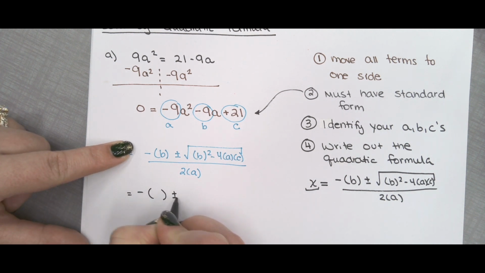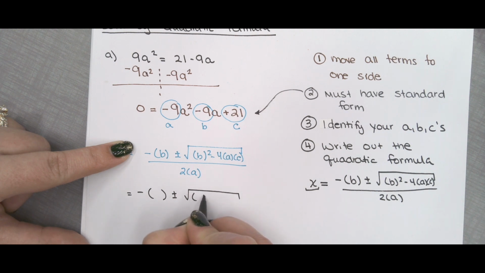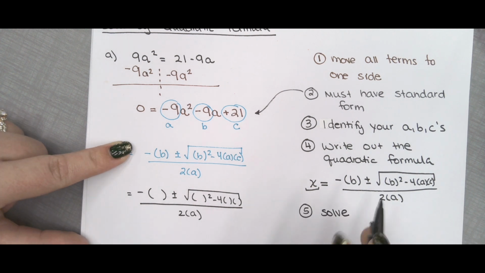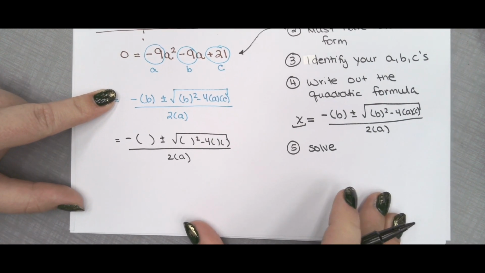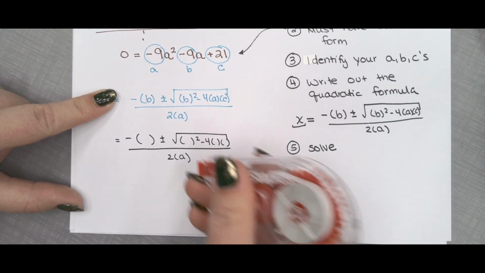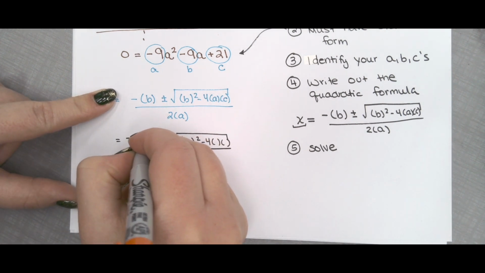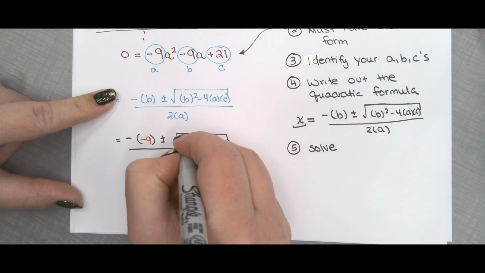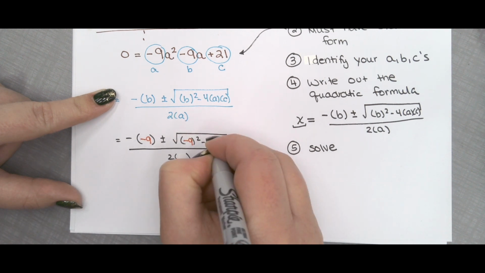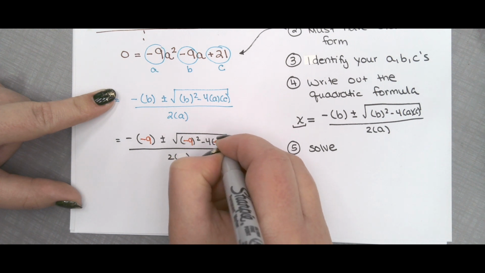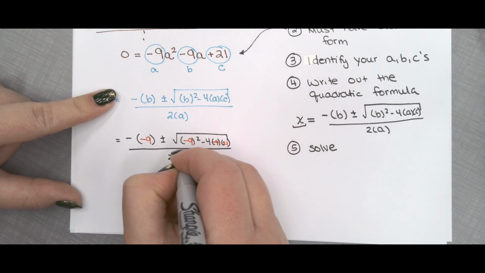I'm writing this out one more time, leaving empty parentheses so I can fill in with my numbers. Step number 5 is solve. Solve using the quadratic formula. Oh, I need a spot for my A here. Filling this in, I have a B that's a negative 9. Make sure you take the symbol. I have a B that's negative 9. 4A, which is negative 9 again. And C, which is 21. And then A is negative 9.